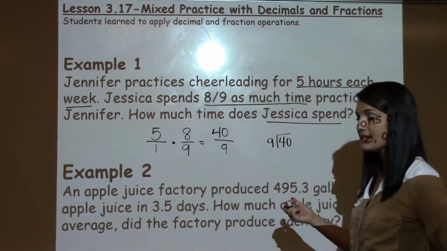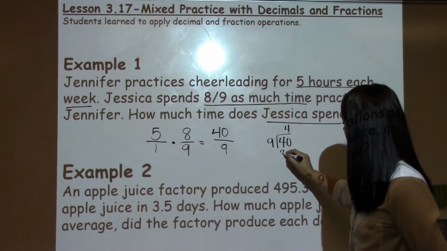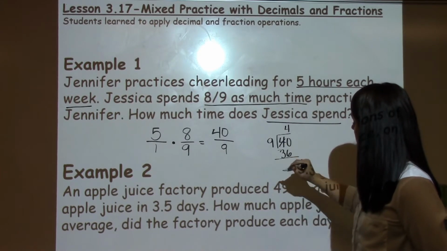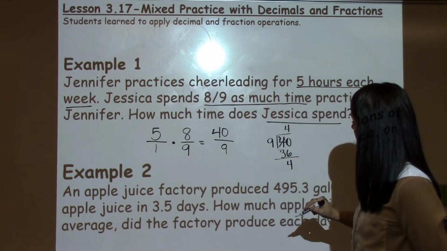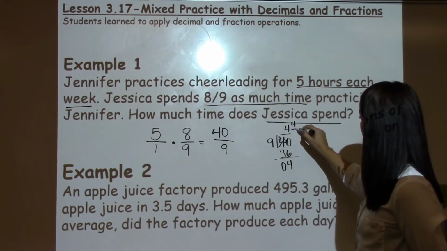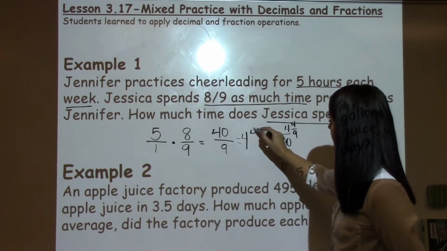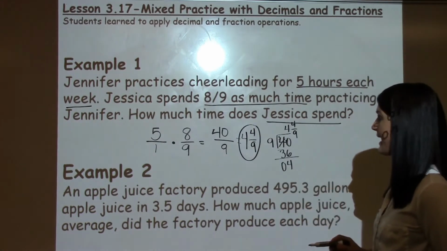If I count by 9s, I can think that 9 goes in 4 times to get me 36. When I subtract, I can't do 0 minus 6, so I'm going to borrow from the 4. 10 minus 6 is 4. 3 minus 3 is 0. So I have 4 left over to make my new numerator. So this fraction is actually equivalent to the mixed number 4 and 4/9.